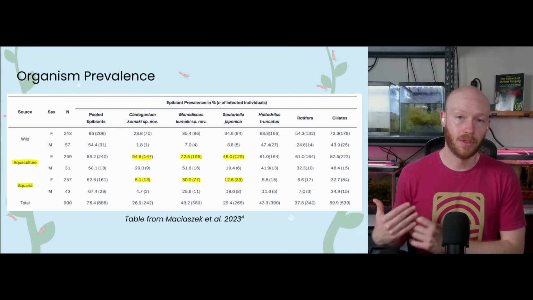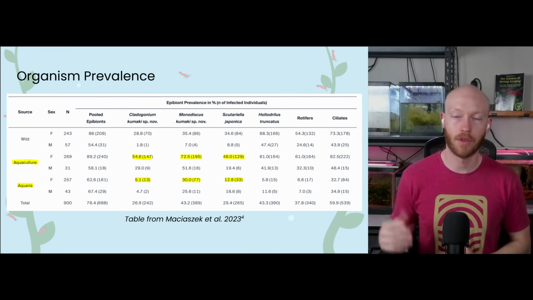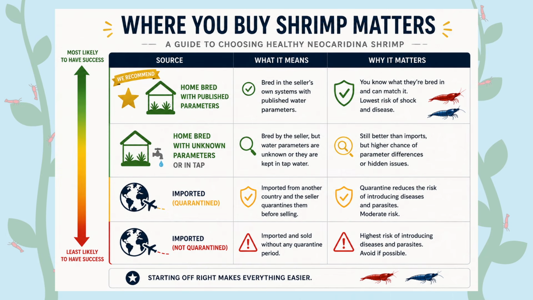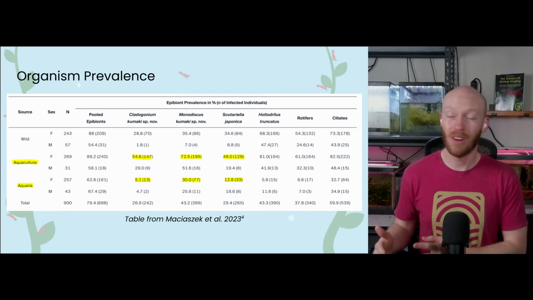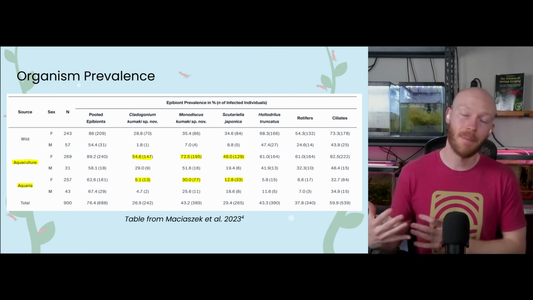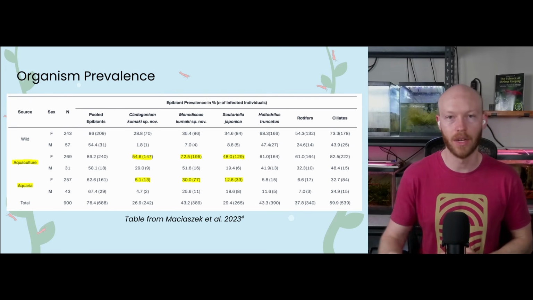Then compare that to the aquaria, like your hobbyist setting, and those percentages drop drastically, as you can see from the graph. So from, again, 72% that have Monodiscus to only 30% in an aquarium. All of this backs up the point that where you get your shrimp from matters. And if you are getting imported shrimp, you are very, very likely to have some of these organisms on your shrimp and potentially something more harmful. So it's important to be aware of and be on the lookout when you get your shrimp.